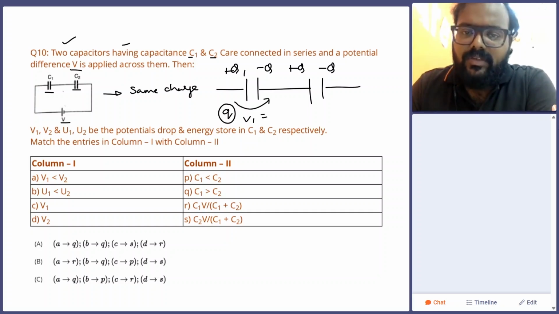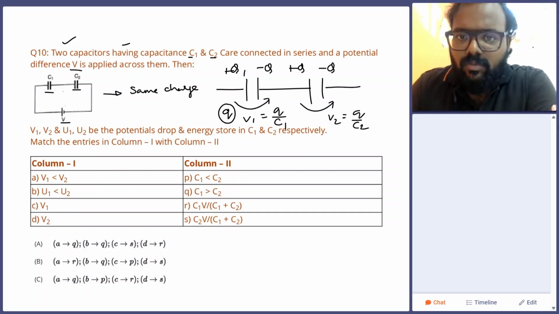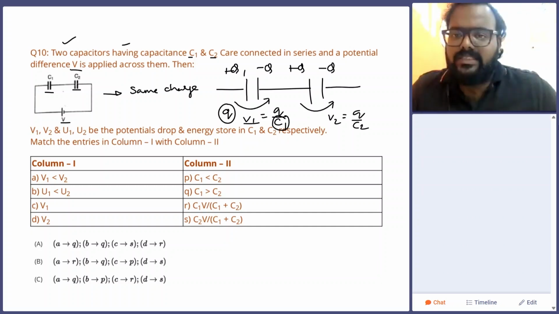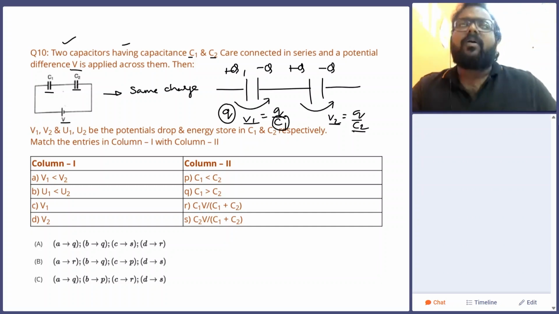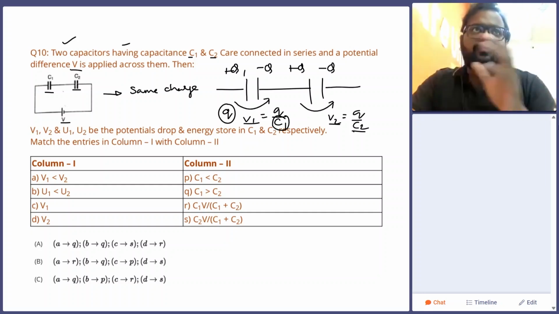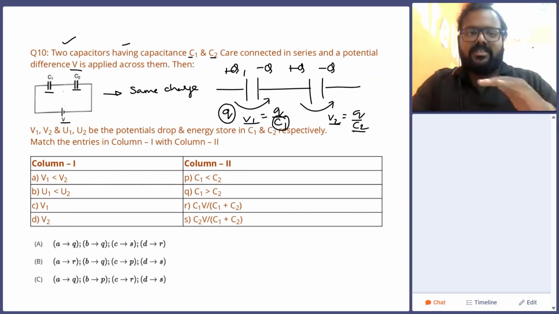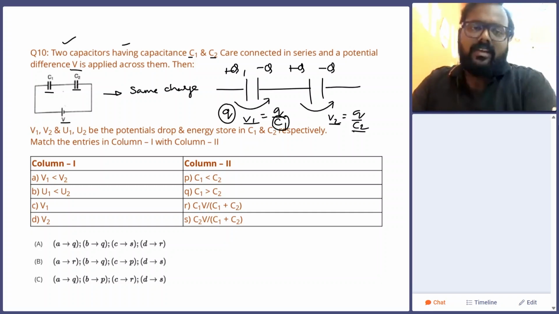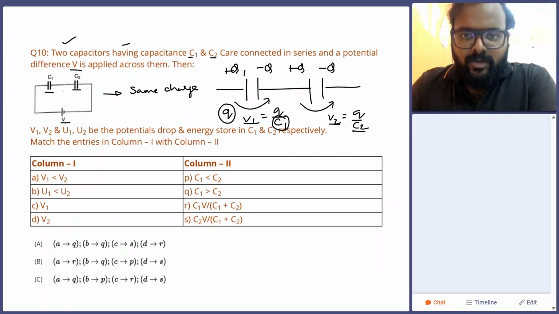V1 would be Q by C1. V2 would be Q by C2. So more capacity will have less drop. Less capacity will have more drop. Or I can tell you like this, it takes more potential difference to feed the one with less capacity for the same amount as the other capacitor. You have to feed this much charge for something which has less capacity.